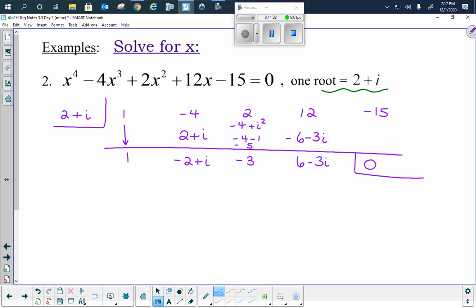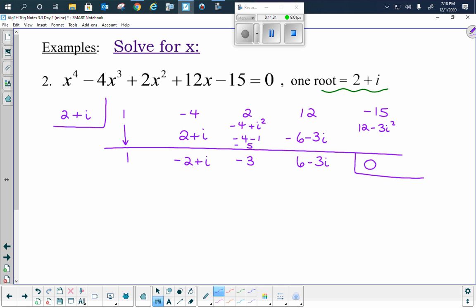Okay, you've got a binomial times a binomial, 2 plus i times 6 minus 3i. Go ahead and work that out for yourself. 2 times 6 is 12. Okay, 2 times negative 3i is negative 6i, plus 6i, right? Those cancel. And then i times negative 3i, sorry, will be negative 3i squared.